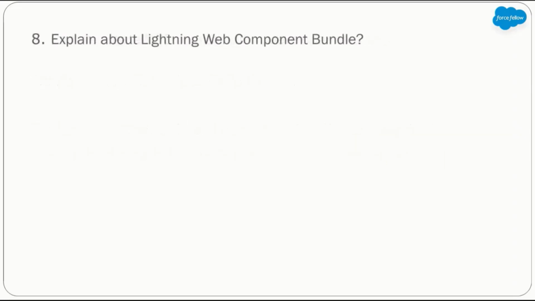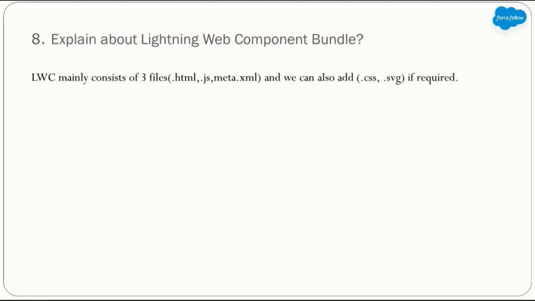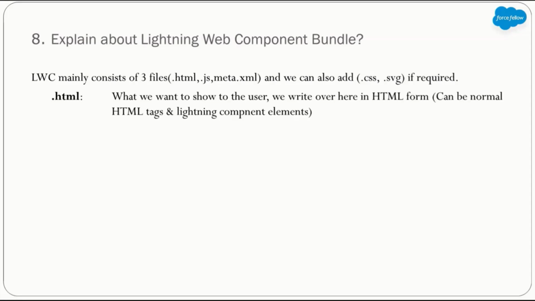Next question we have, explain the Lightning Web Component bundle. So we can say mainly LWC consists of 3 files, HTML, JS and meta file. And we can also add 2 more files if required, that is CSS and SVG. In the HTML file, whatever we want to show to the user as a UI, that we will write in the HTML file. And here we can write any HTML tag or we can use any Lightning component.